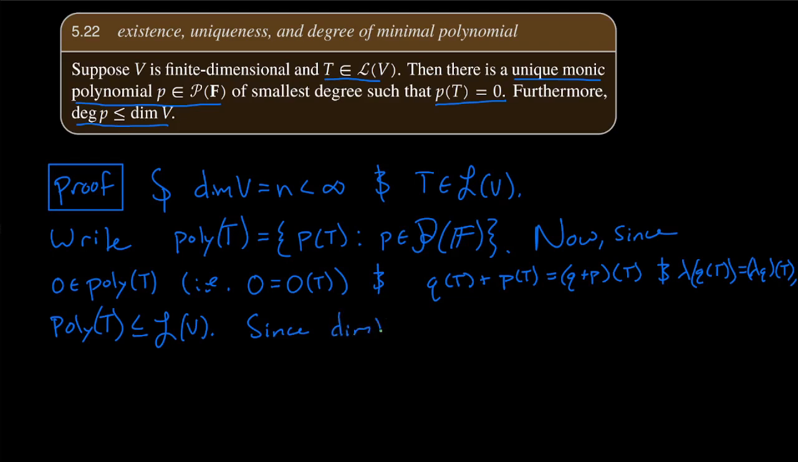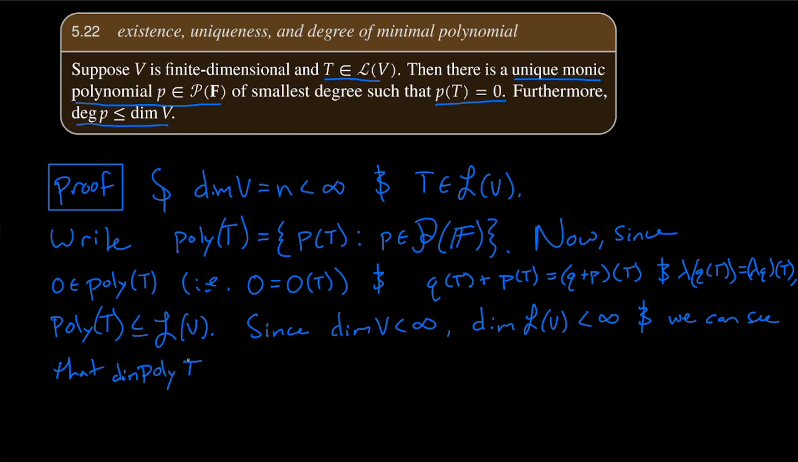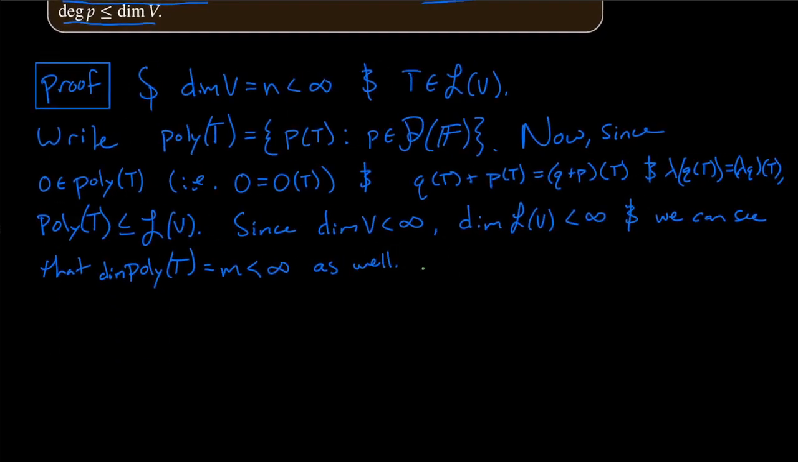Since dim v is finite, the dimension of L(V) is finite, and we can see that dim Poly(t) is finite as well. So I'll even write equals, say, let's call it m less than infinity as well. Okay, cool. So this is finite dimensional.